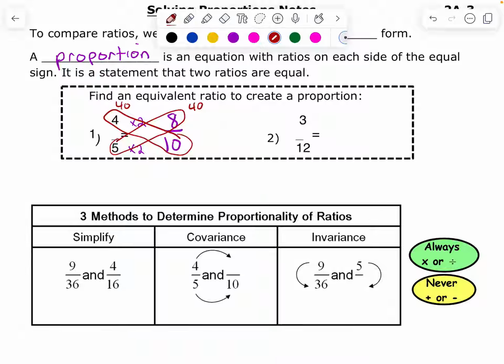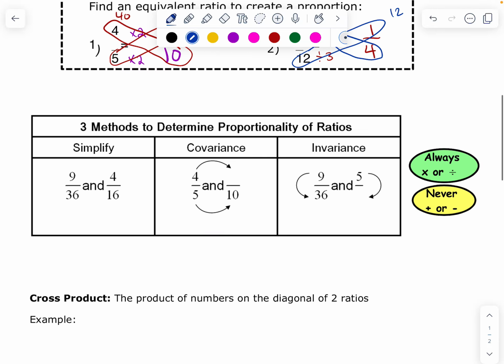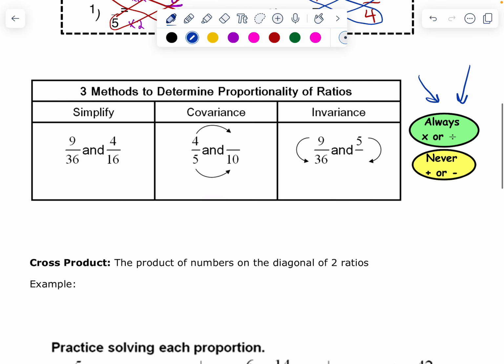before. We also can simplify it. Divide by 3, divide by 3, that is 1/4. And then if I had 3/12 and 1/4, if I multiply that, I get 12. If I multiply that, I get 12, and they are equivalent proportions. In proportions, you're always multiplying or dividing, and never adding or subtracting.